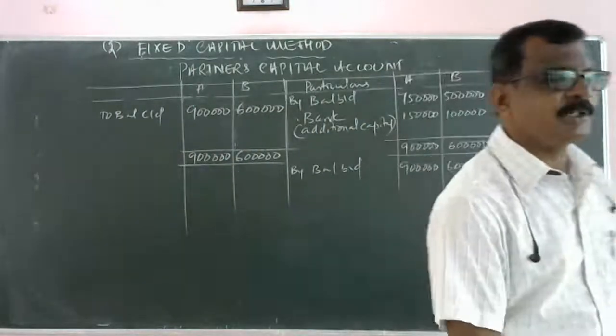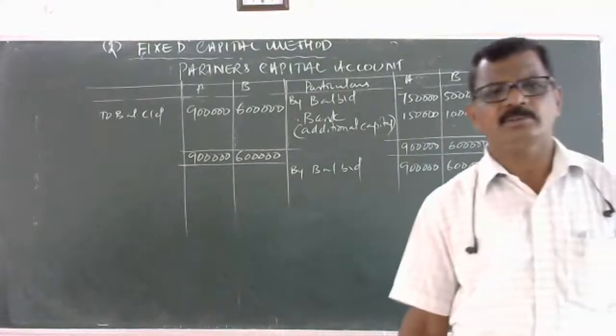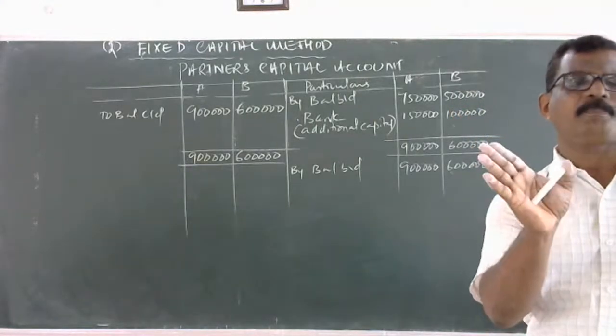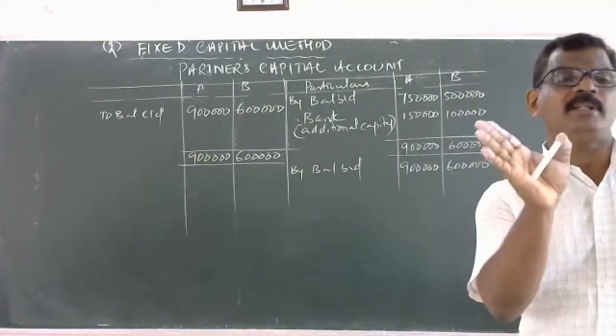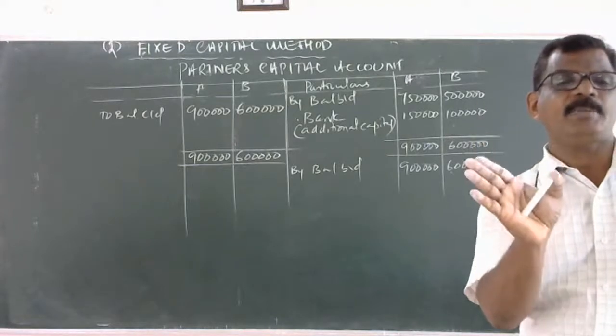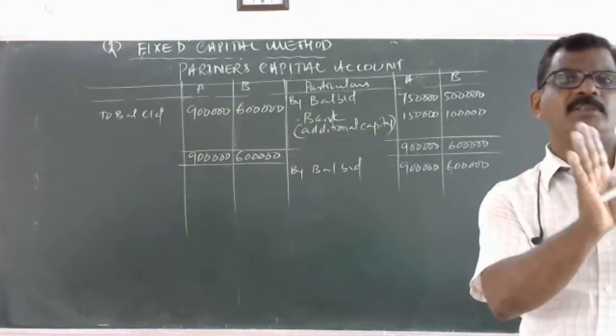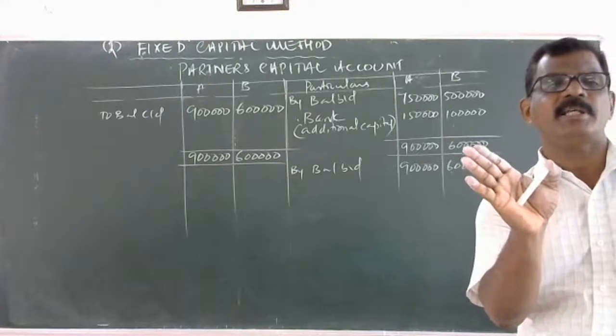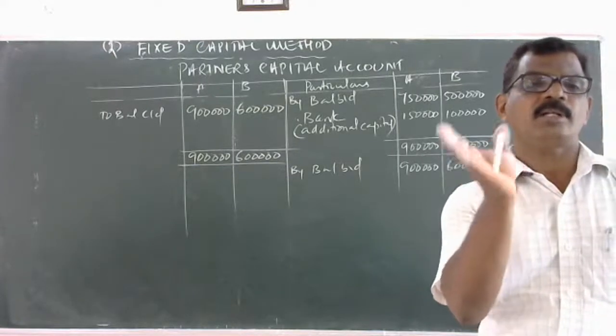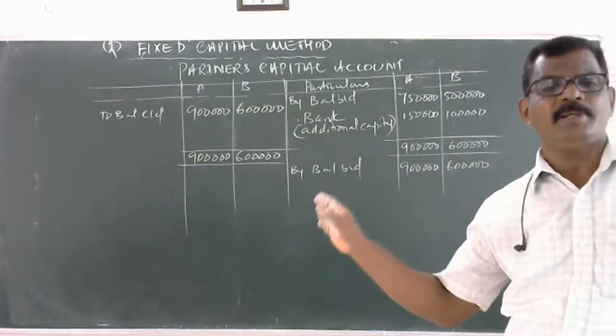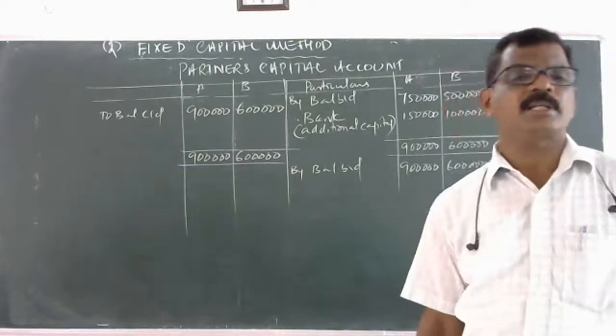Other adjustments are made in the partner's capital account, the current account. See, it is very simple. Other than capital, other than additional capital, other than capital withdrawals, whatever entries are there in the capital account under fluctuating capital method, the same entries are shown in the partner's current account.